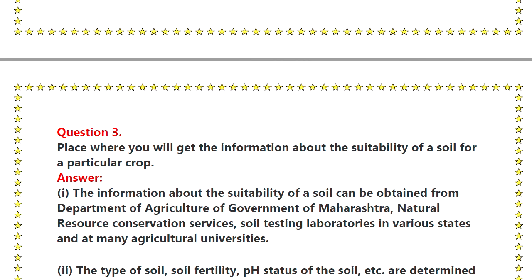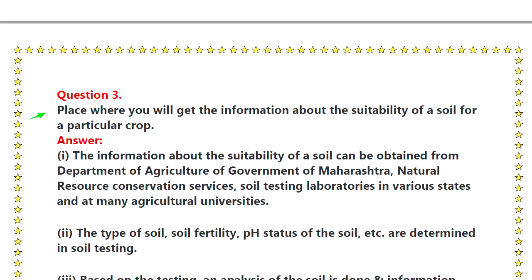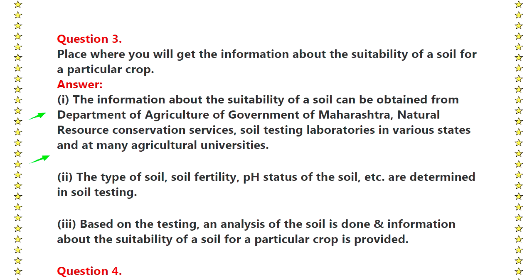Question number 3. Place where you will get the information about the suitability of soil for a particular crop. Answer: the information about the suitability of soil can be obtained from the Department of Agriculture of Government of Maharashtra, Natural Resource Conservation Services, soil testing laboratories in various states and at many agriculture universities.